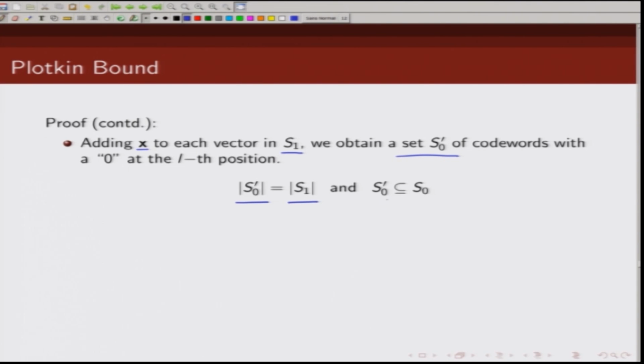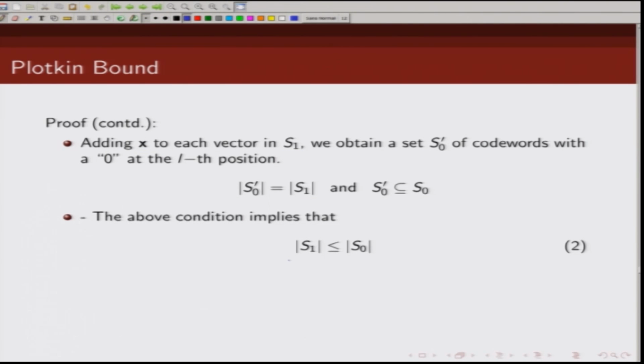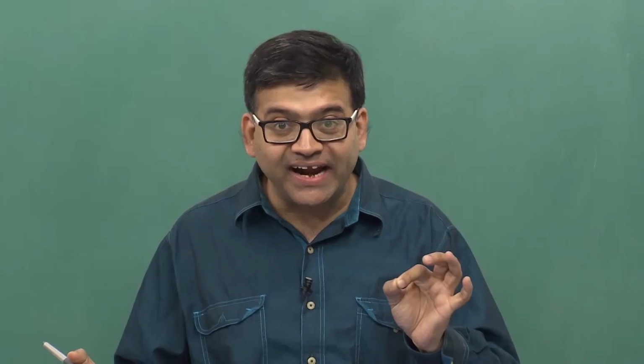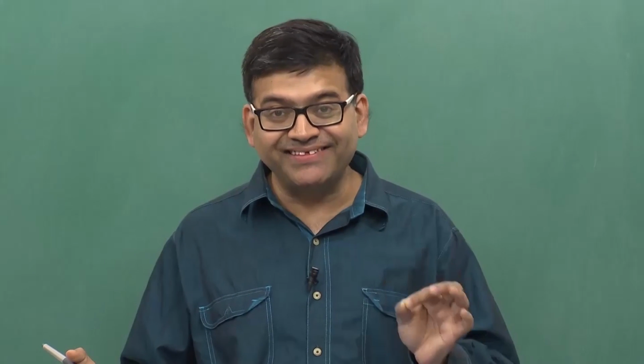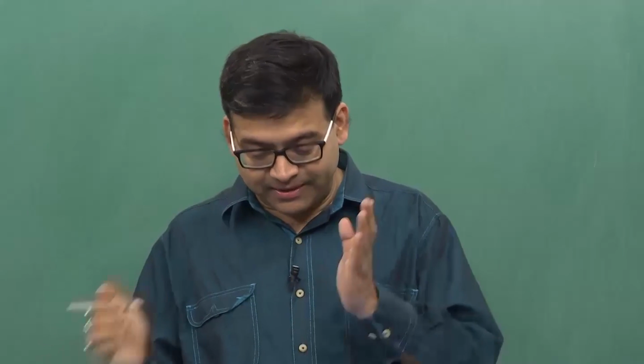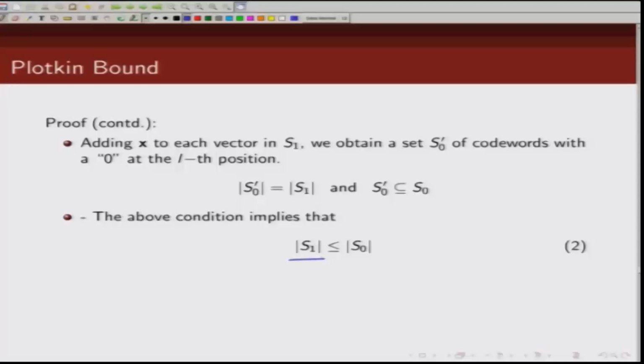And of course, this S0 prime will be a subset of S0, the set which has 0 at the ith location. So, from this we can conclude that the number of code words which have 1 at the ith location is less than or equal to the number of code words which have 0 at the ith location.